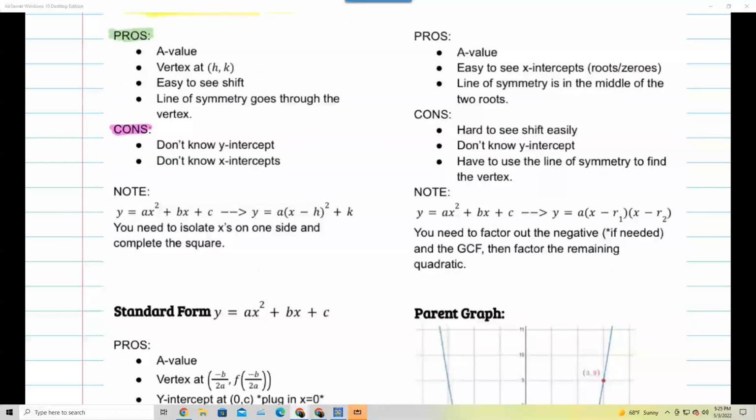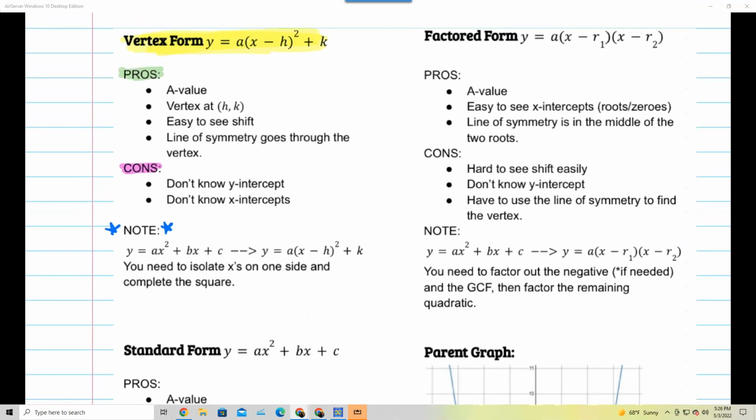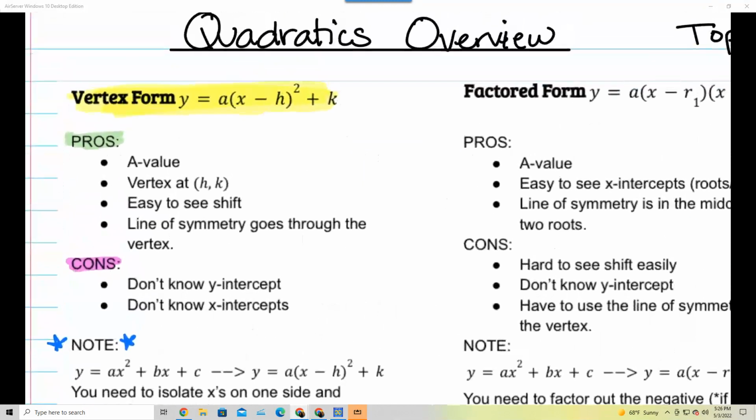Okay, now here is what's of interest to you. So I'm putting a little note here. If you want to change it from standard form, which is y equals ax squared plus bx plus c, and you want to change it to vertex form, then what you need to do is isolate the x's on one side and complete the square. Hopefully I'm saying that and you're like, oh, I kind of remember what that sounds like, because we're going to go over what that actually means in a little bit. Okay, so there is vertex form in a nutshell.